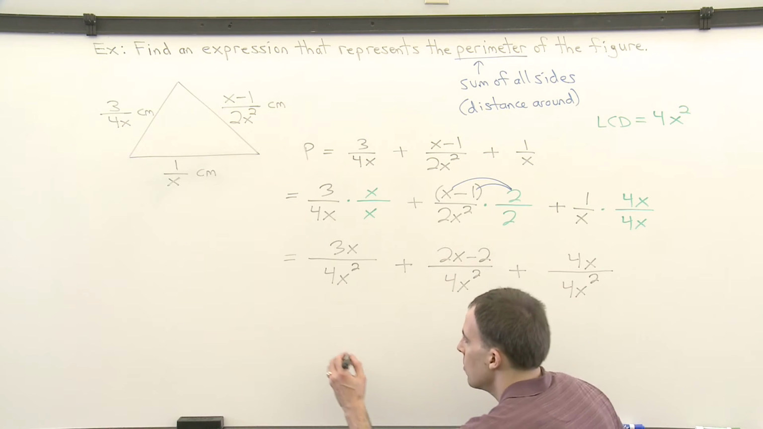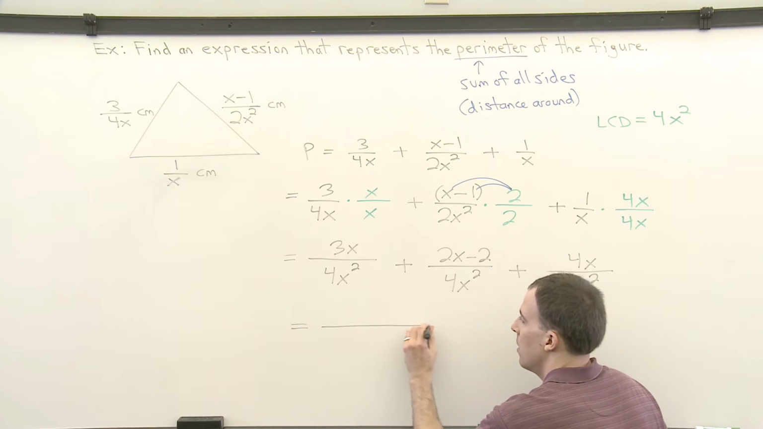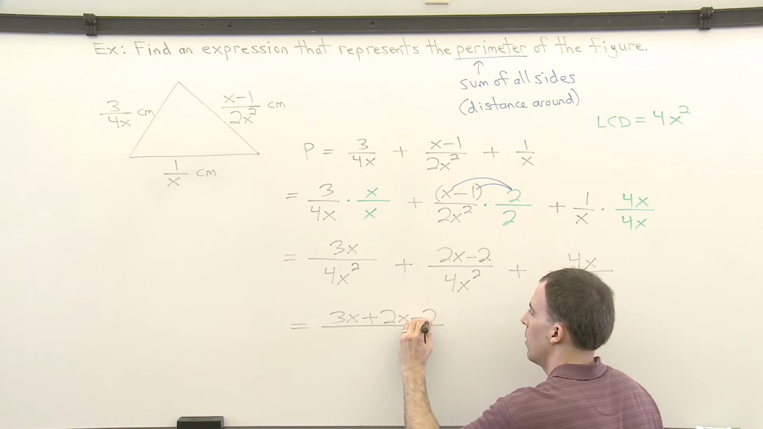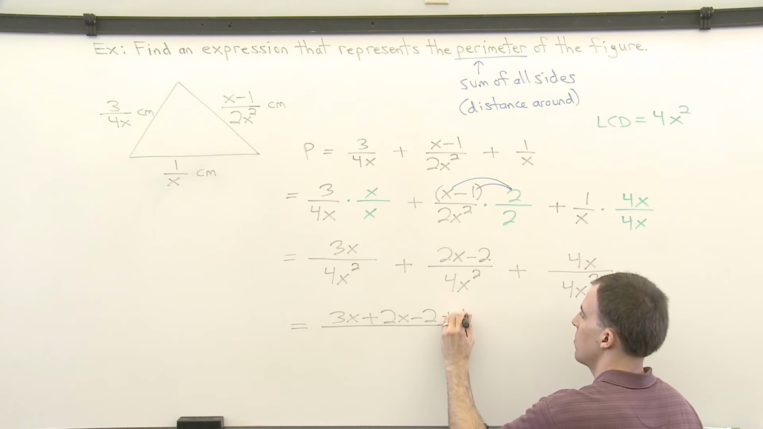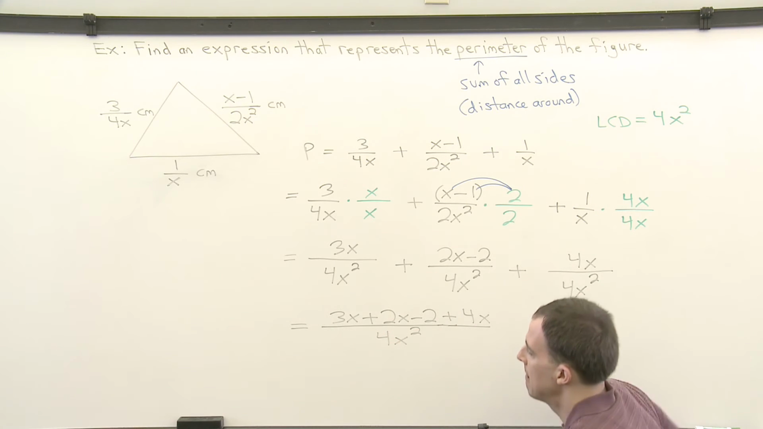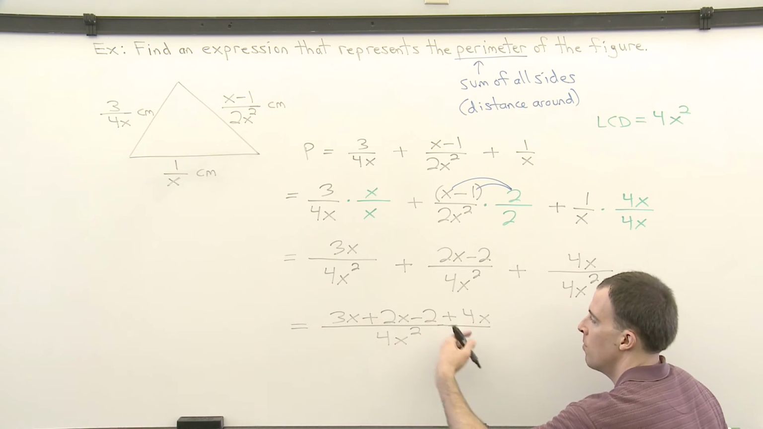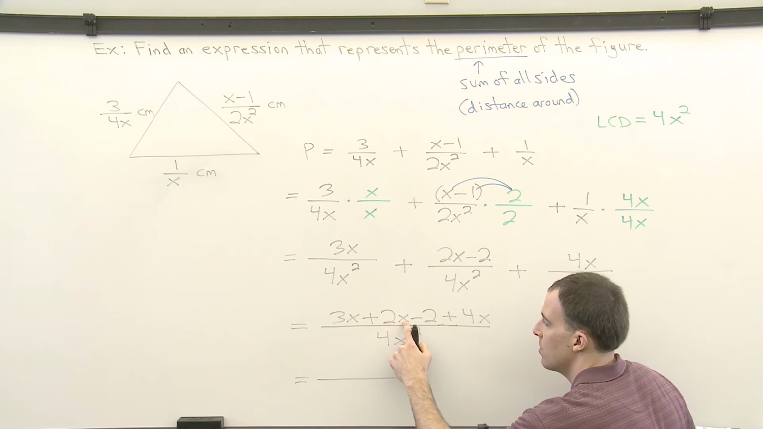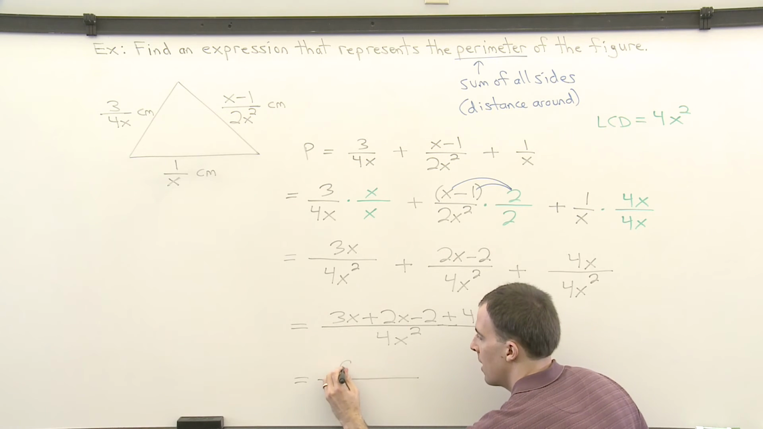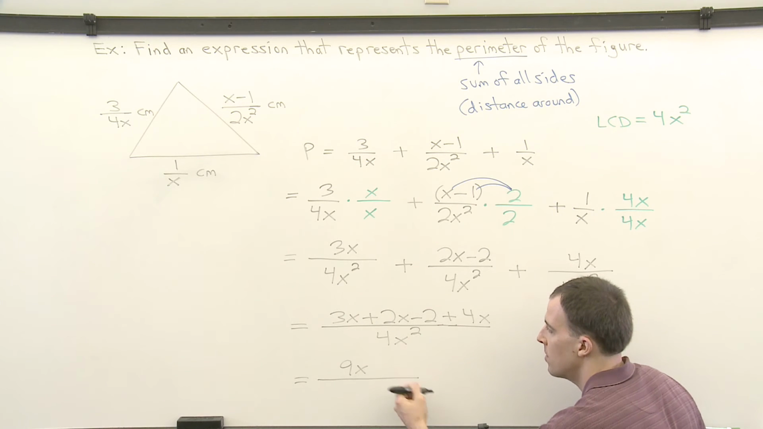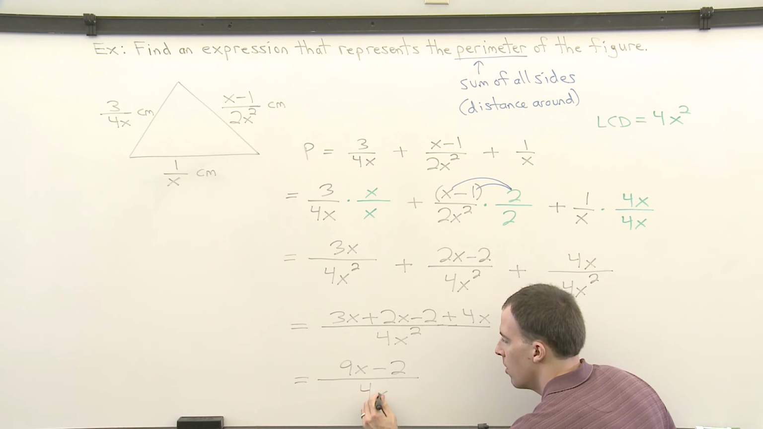So we have 3x plus 2x minus 2, and then plus 4x, all over 4x squared. We're almost there. We just need to combine like terms in the numerator. 3x plus 2x makes 5x, and then plus another 4x makes 9x. So adding the x terms together, 3x plus 2x plus 4x adds up to 9x. And then we've got the minus 2 constant term, all over 4x squared.